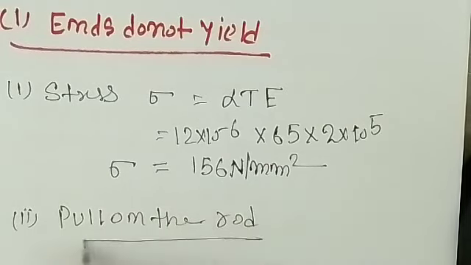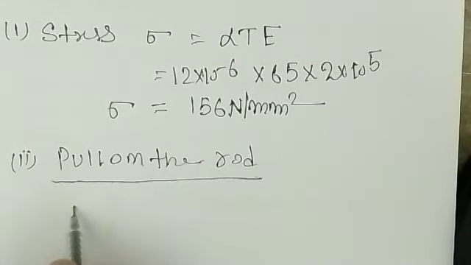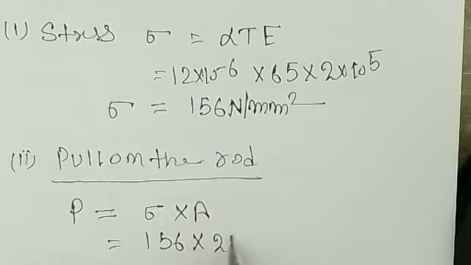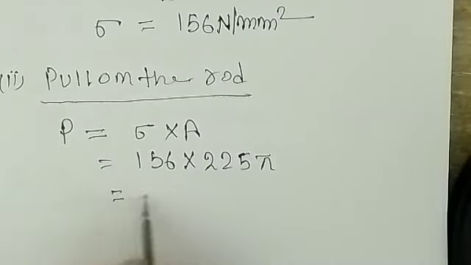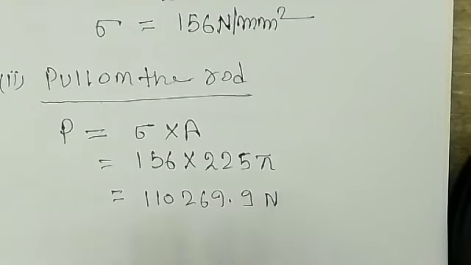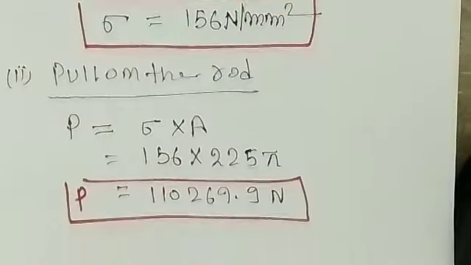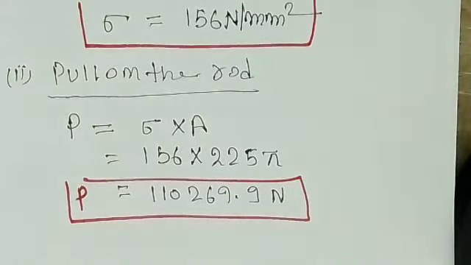Pull on the rod means the load by which you are pulling the body. Let's say the load is P. So P is equal to stress into area. Stress is 156 and area is 225 times pi. On calculation you will get 110,269.9 Newton. So the stress is 156 Newton per mm² and the pull is about 1 lakh Newton. That is without yielding.